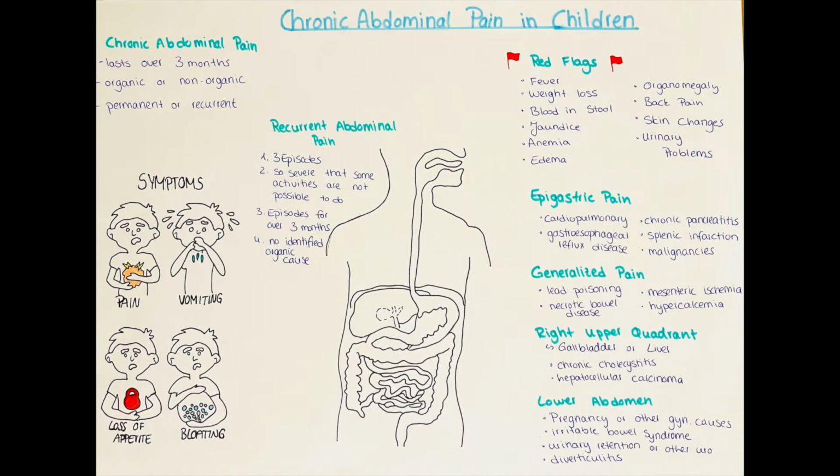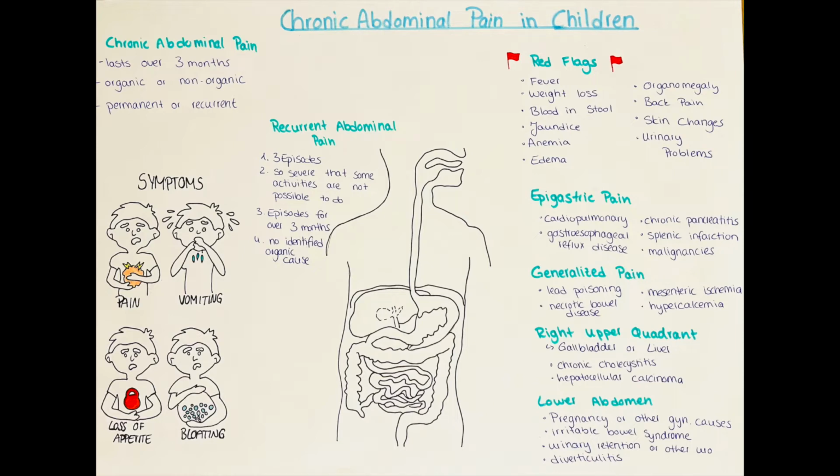My name is Victoria and in this video we will talk about chronic abdominal pain in children. This is the second part on abdominal pain in pediatric patients. If you haven't seen the video about acute abdominal pain yet, you can do that also in our playlist if you like. Chronic abdominal pain is defined as abdominal pain lasting for over 3 months. It can be permanent or recurrent and is common in children and adolescents.